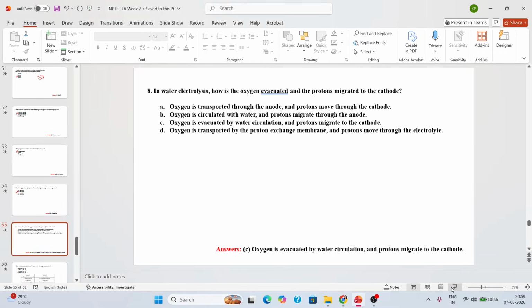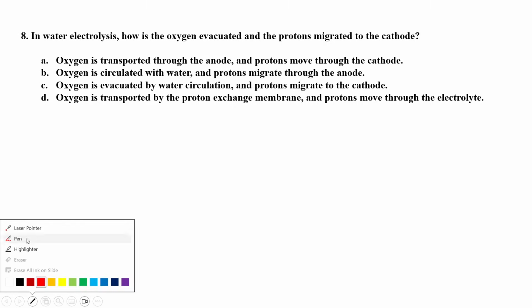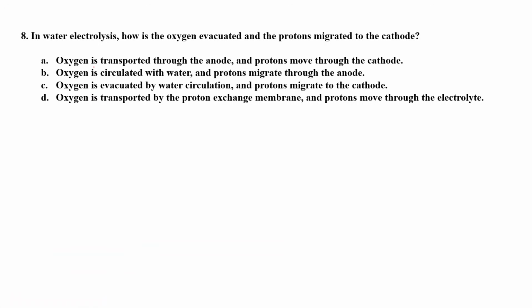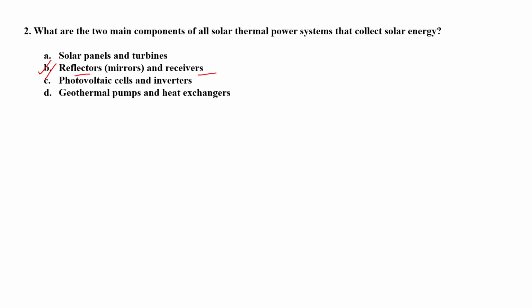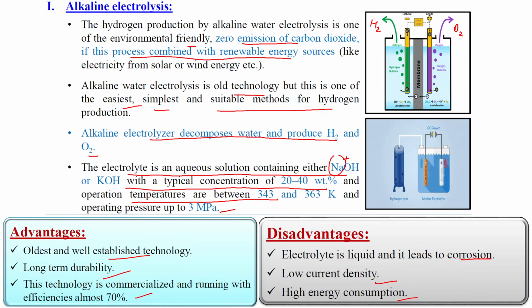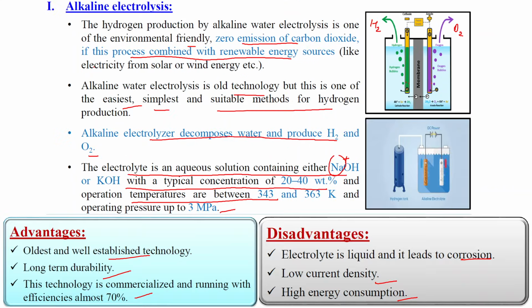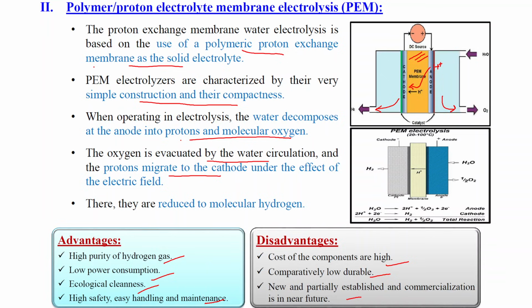Let me tell you the answer. The oxygen gets circulated through the water circulation. Simply, along with the water, oxygen is circulated out of the system, and protons migrate to the cathode. Let me show. Here, oxygen is evacuated by the water circulation, and protons migrate to the cathode.